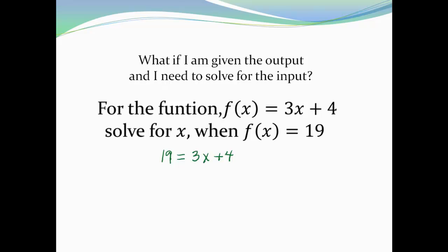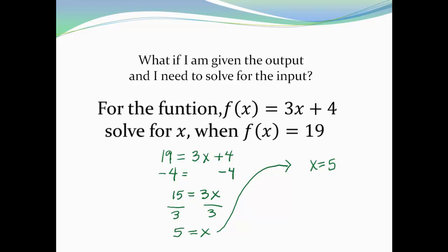So to do that, I want to subtract a 4 from both sides of the equal sign. So I'll get 15 equals 3x. And then again, to get x all by itself, I would need to divide both sides by 3. So I would get 5 is equal to x. That seems a little bit funny to us to write it that way, so you can go ahead and write it as x is equal to 5. So this means f of 5 is equal to 19. When the input is 5, the output is 19.